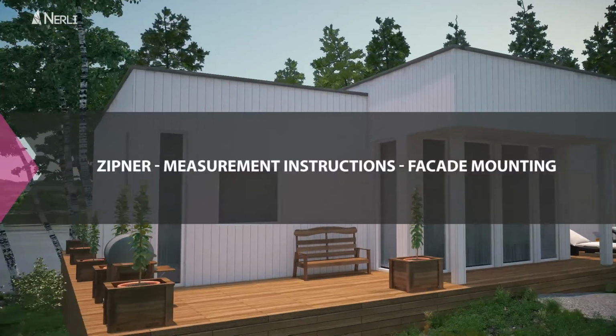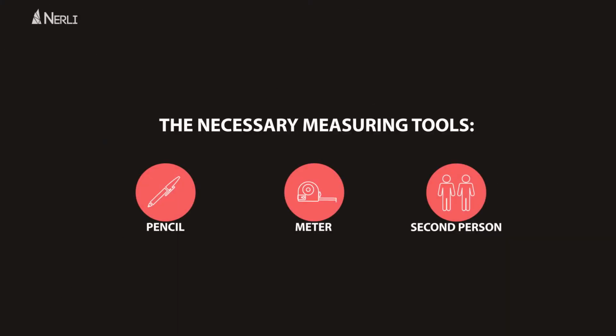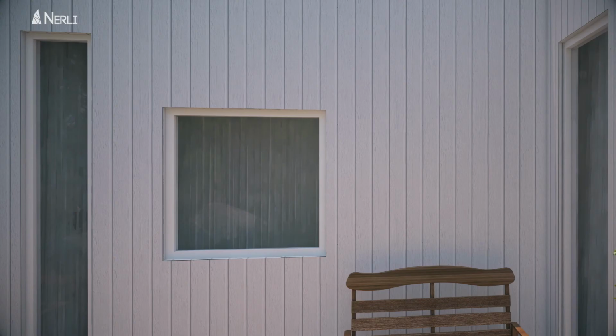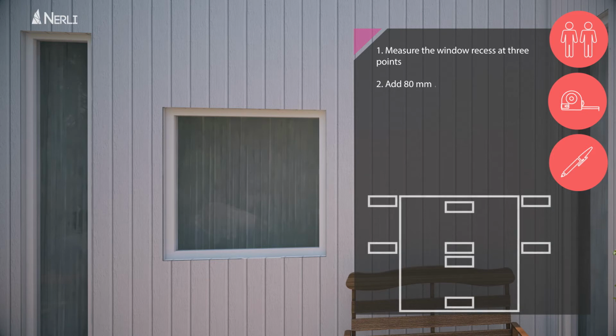Zipner, measurement instructions, facade mounting. Horizontal measurement. Measure the window recess at 3 points.